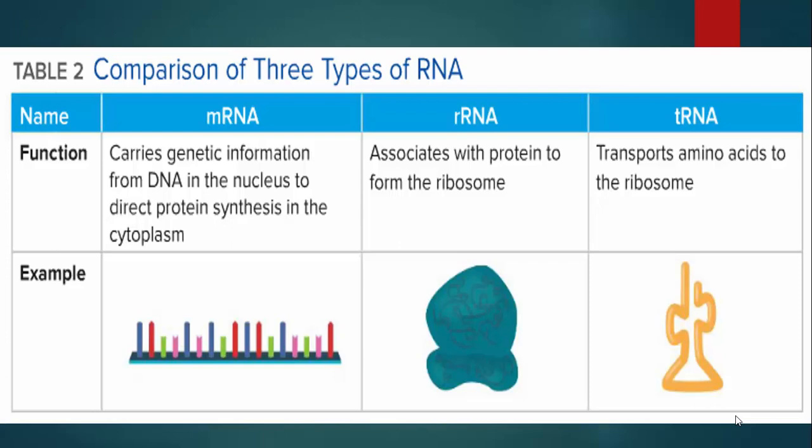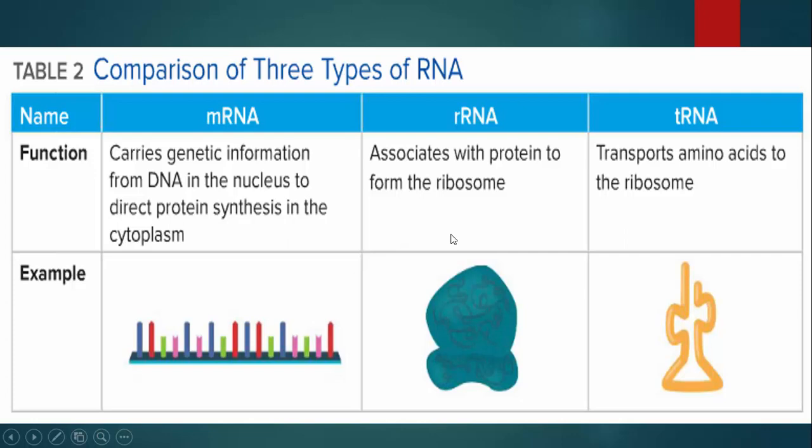So there are 3 types of RNA. The first one is mRNA, which carries the genetic information from the DNA in the nucleus to direct protein synthesis in the cytoplasm, directs how proteins will be made. Why does it go into the cytoplasm? Because that's where ribosomes are located. So it's made as a copy of the DNA. So it's going to be a strand here, and it's going to carry a copy of the DNA, and we'll talk about how it does that in a moment.